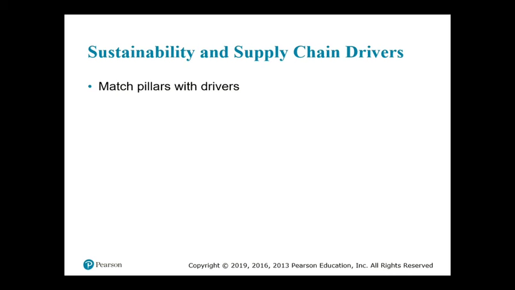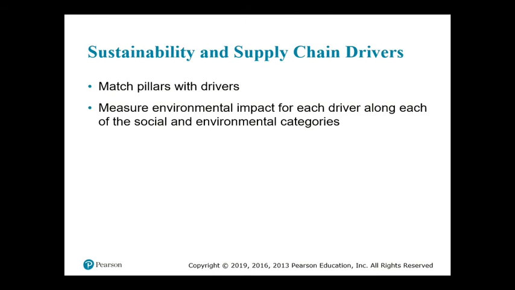So before, we talked about different drivers of supply chain that improve the profitability of the supply chain. So we talked about capacity, inventory, transportation, sourcing, pricing. And all of these drivers will also have an impact on sustainability and social aspects.